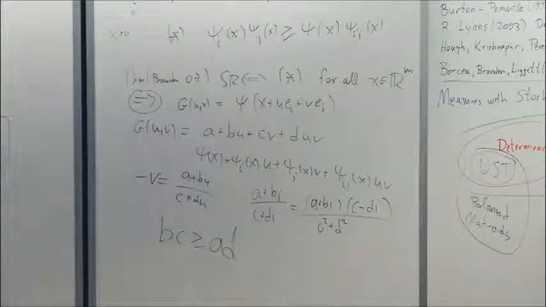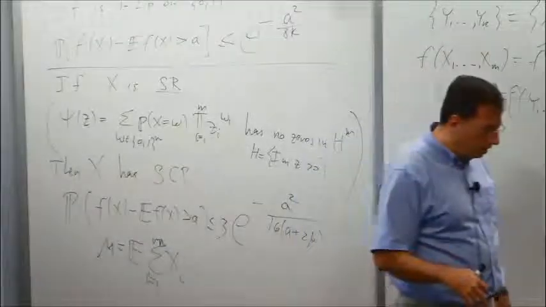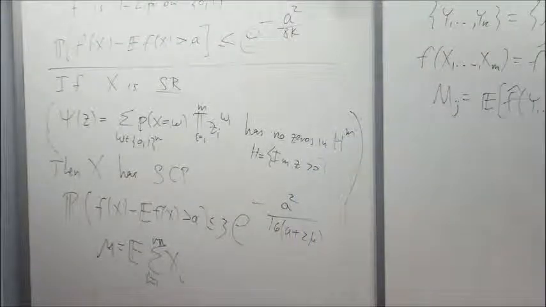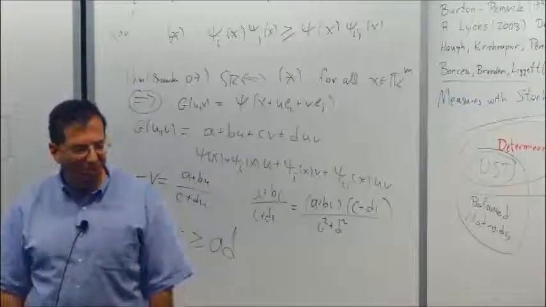To get the non-homogeneous case, one just uses the fact that the sum of the variables for a strong Rayleigh process is also concentrated, and then reduces to the homogeneous case. The details are in the paper, so let me stop now. Thanks.